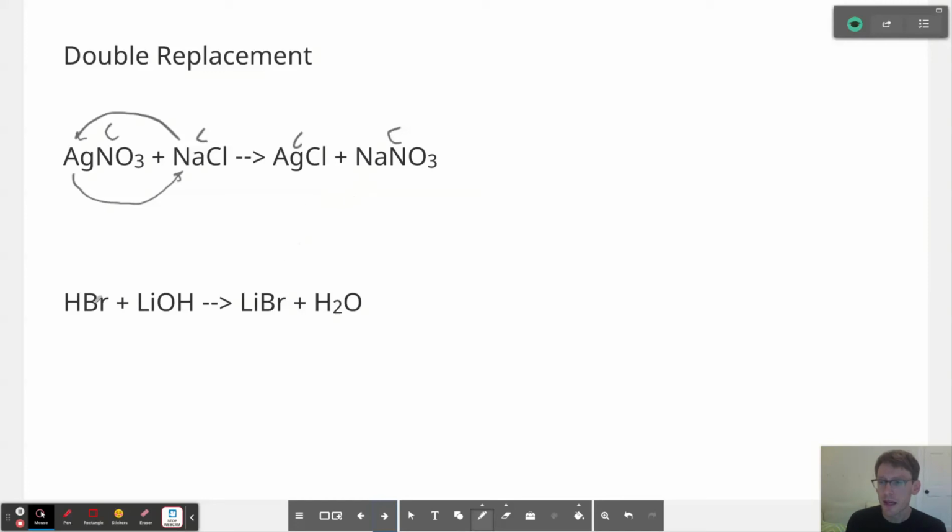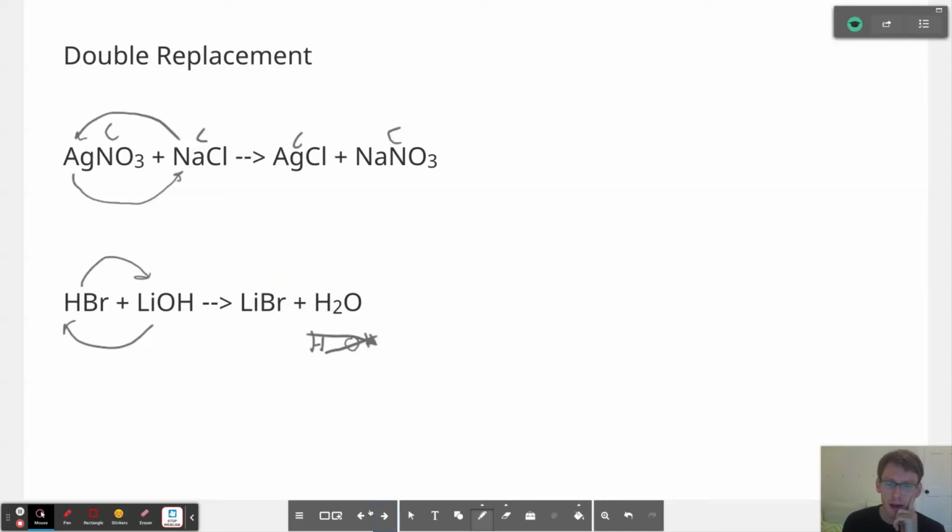And then finally, we have HBr and LiOH yielding LiBr and H2O. Note here, the hydrogen and the lithium change spots, and really this H2O is HOH when you think about it, like the H going next to the OH. But when you see HOH, you really should be thinking H2O. So maybe it's best to write it as H2O.